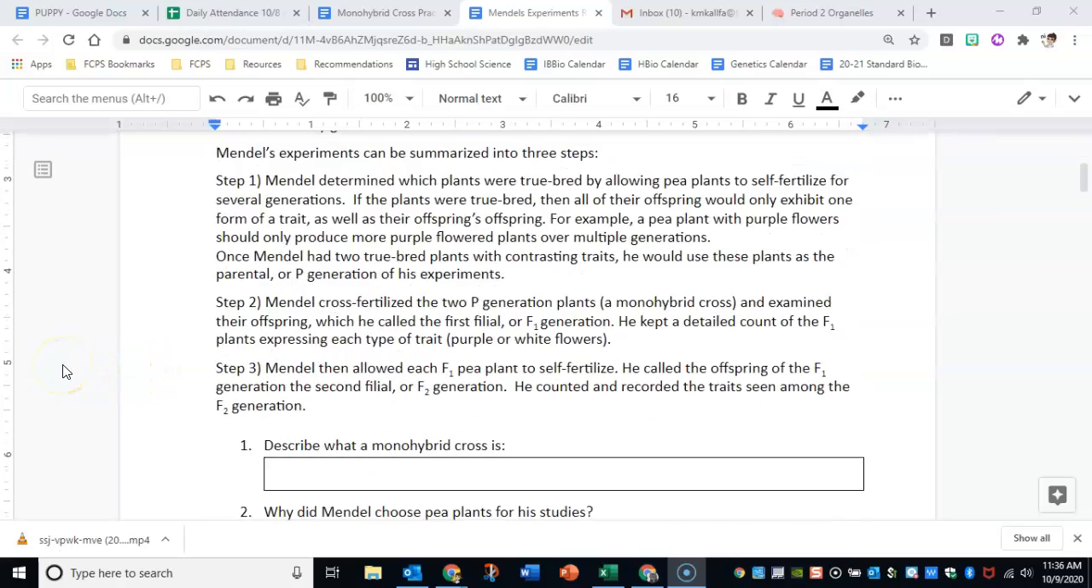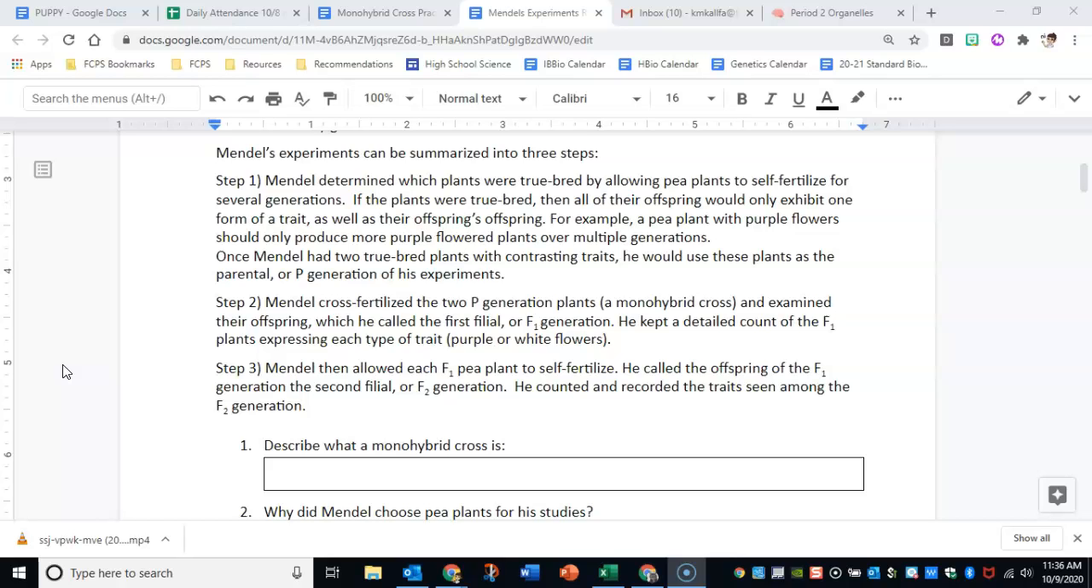Step 1. Mendel determined which plants were true bred by allowing pea plants to self-fertilize for several generations. If the plants were true bred, then all of their offspring would only exhibit one form of a trait as well as their offspring's offspring. Basically, it means that they were clones of each other. For example, a pea plant with purple flowers should only produce more purple-flowered plants over multiple generations.